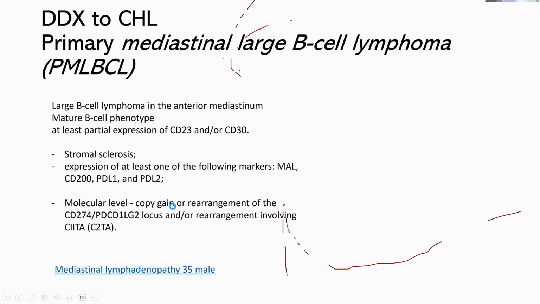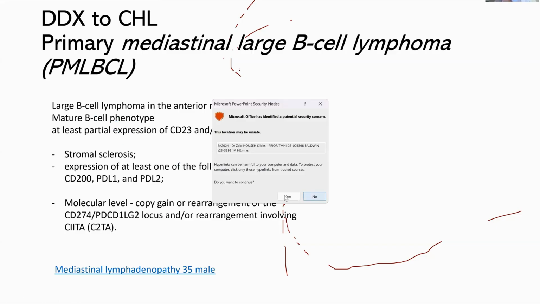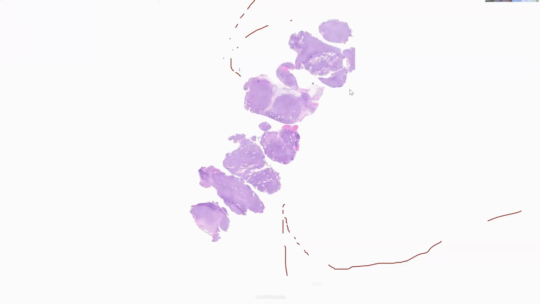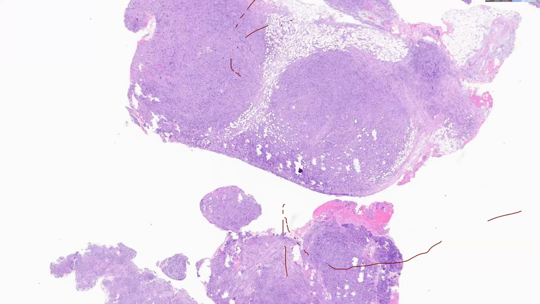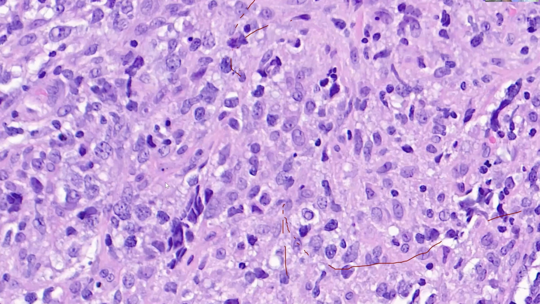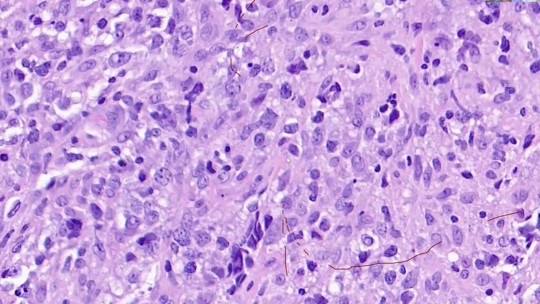And if we look at an example of primary mediastinal large B-cell lymphoma, it can look like a Hodgkin lymphoma. All right, so you will have large nodules, you will have some fibrosis in the background. However, the large cell population are not typical RS cells, but rather B cells showing some immunoblastic type morphology.